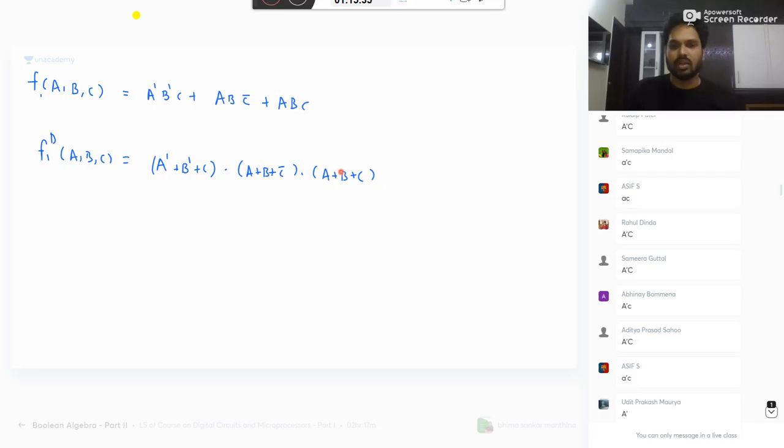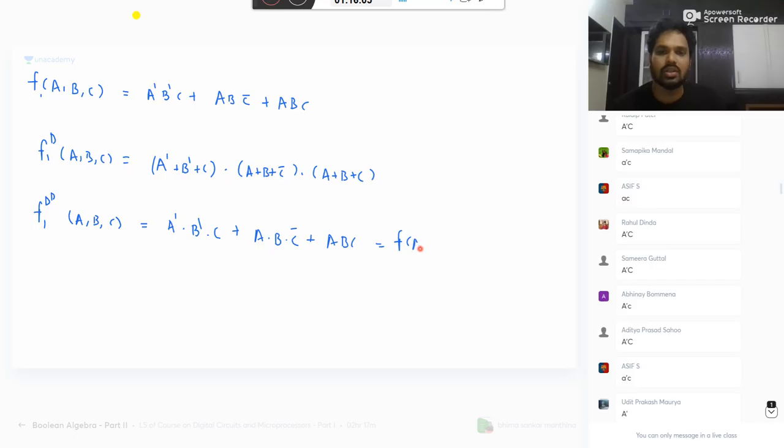So now what is your doubt? You can ask. This will tell you the dual of the function. Okay, just wait. If you take two times dual, again you take the dual of this function, what is the answer? A bar dot B bar dot C plus A dot B dot C bar plus ABC. This is the same as the original function.